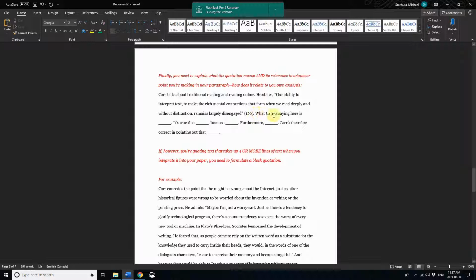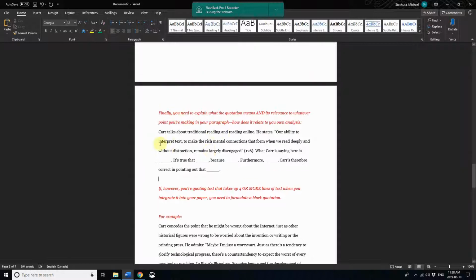So you can say something like, what Carr is saying here is, and then you go on to explain what it means. And then you can use some analysis. It's definitely true that, because, etc., etc. Furthermore, Carr is therefore correct in pointing out that. So you go on to analyze whatever point he's trying to make in this quotation. Okay? The basic point is you have to introduce your quotes and give context. You have to cite it correctly using MLA guidelines. And you have to explain quotations at the end. Don't just leave it up for the reader to make sense of the quotation. You have to explain the quotation for them and explain why it's relevant.